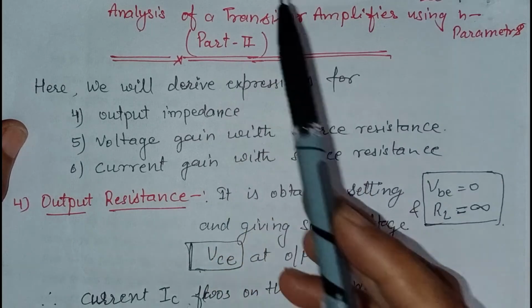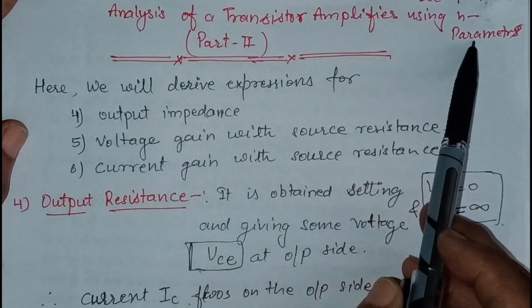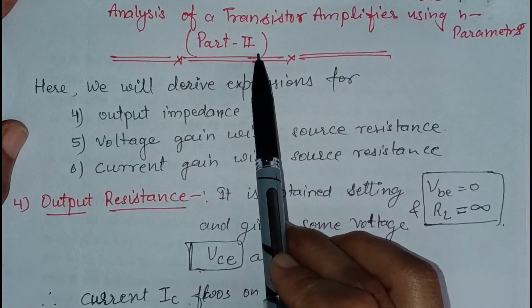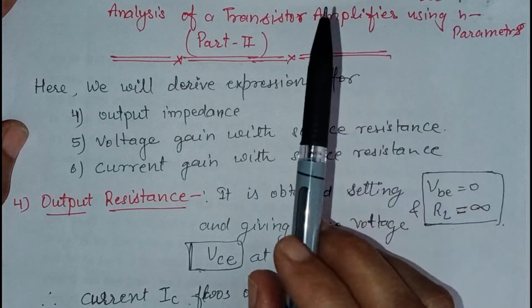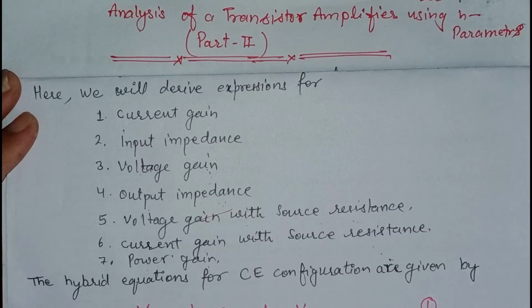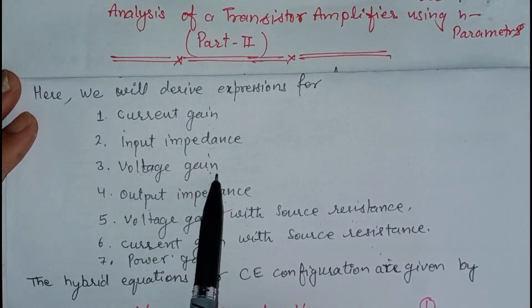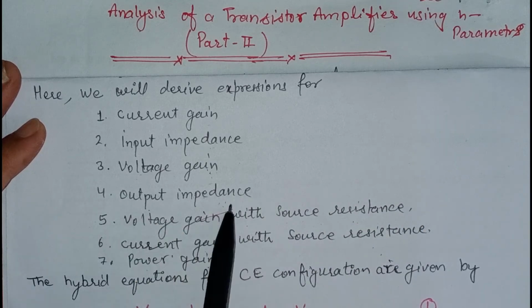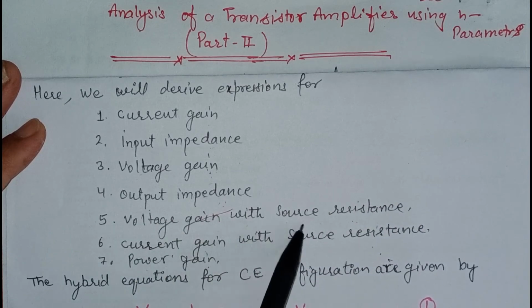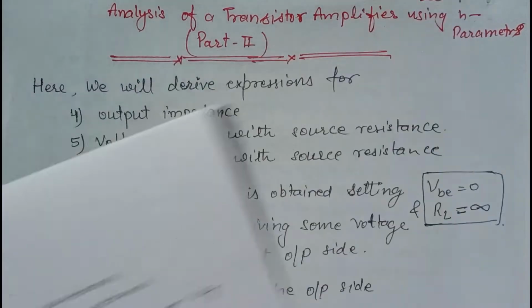In this video, we will continue our discussion about the transistor amplifier using h parameters. This is the second video. In the first video, lecture number 41, we discussed current gain, input impedance and voltage gain. And in this lecture number 42, we will discuss output impedance, voltage gain with source resistance, current gain with source resistance and overall power gain of the circuit.